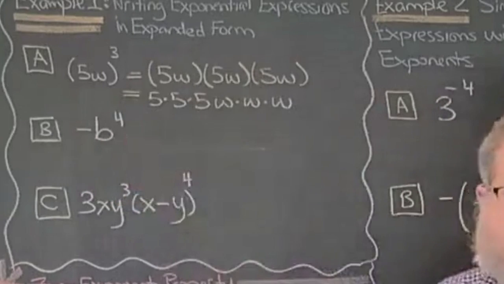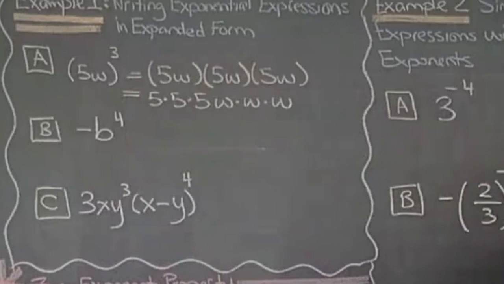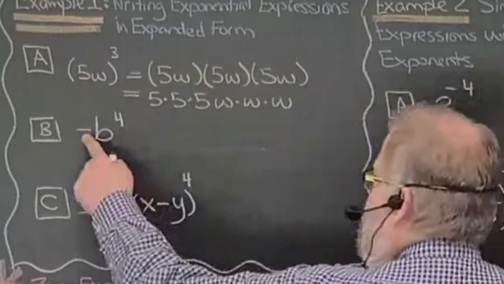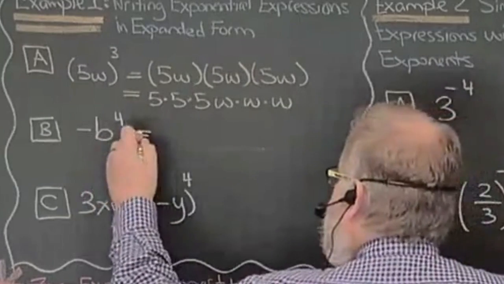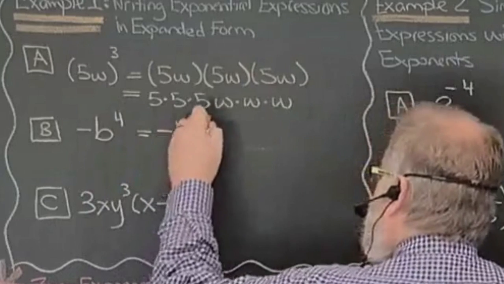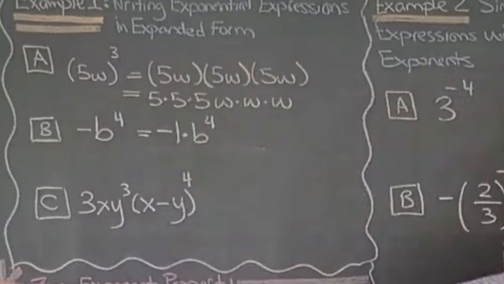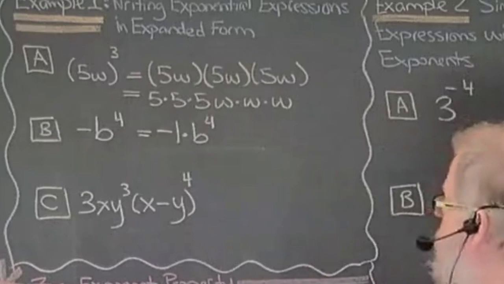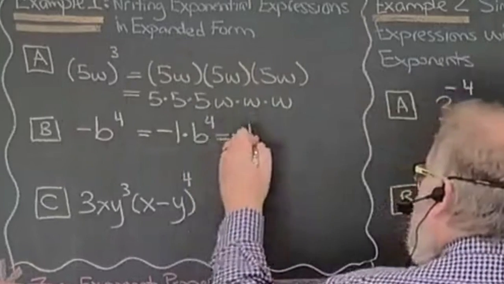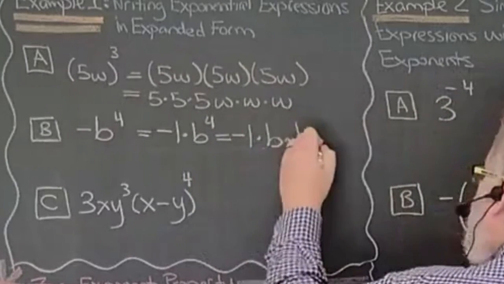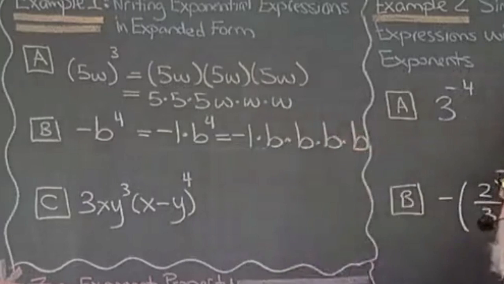Negative b to the 4th power. Now the negative, what that actually means when I have a negative in front of the base like this, means negative 1 times b to the 4th power. And since there are no parentheses, there's no grouping around the negative 1, that means that the negative 1 is not to be repeated. It's just the base of b that's to be repeated. So this becomes negative 1 times b times b times b times b. And that's the expanded form.